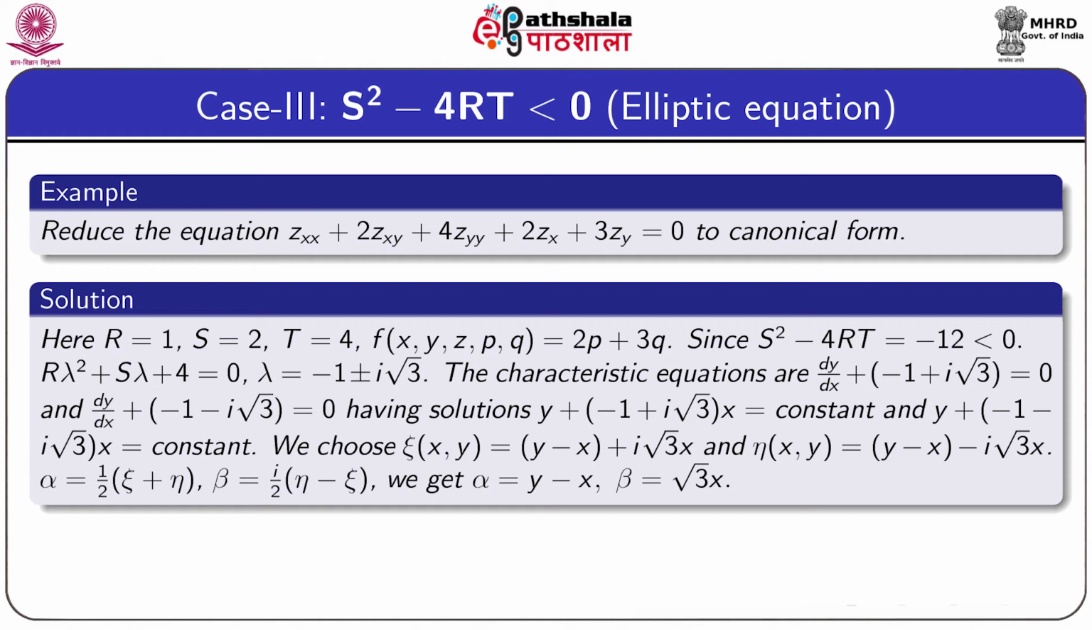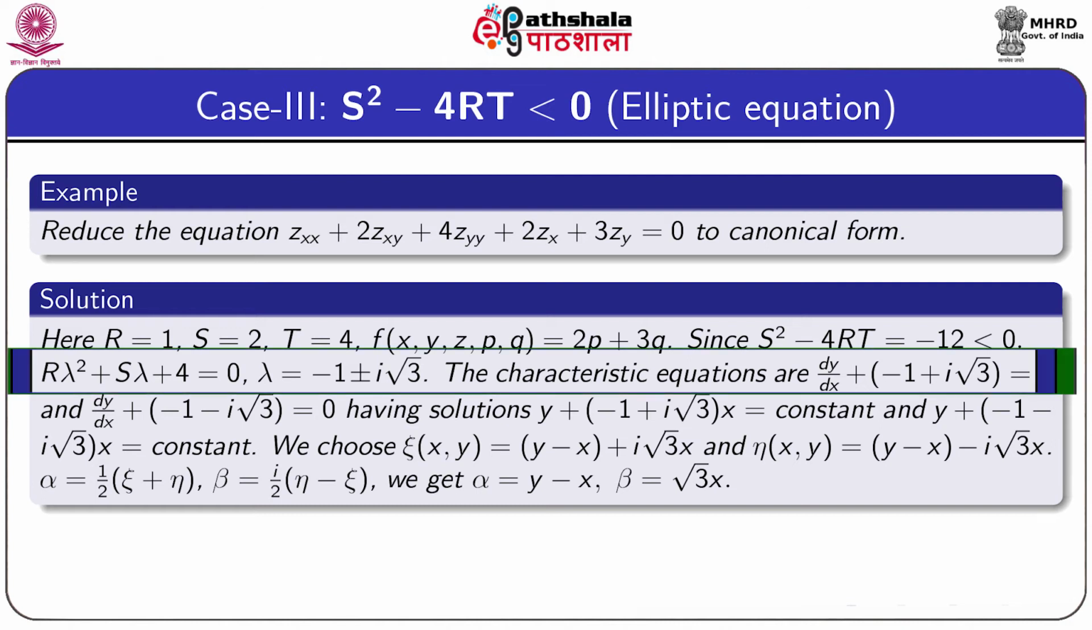So, equation 13 is the canonical form or the normal form of an elliptic partial differential equation. Now, we are discussing one example which is elliptic. In this example, the value of r is 1, s is 2, capital T is 4 and small f is 2p plus 3q, and if we compute s square minus 4RT, its value is less than 0.